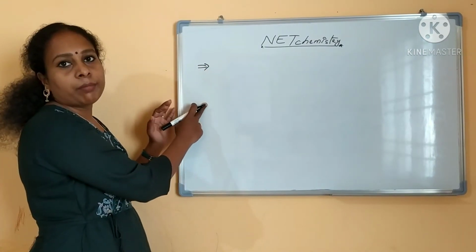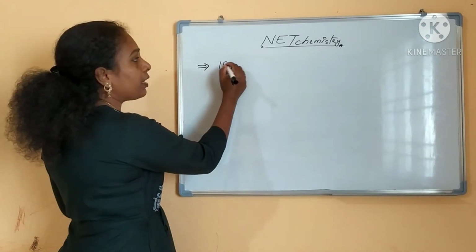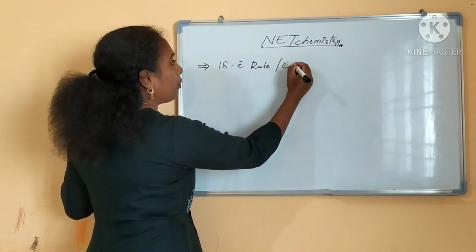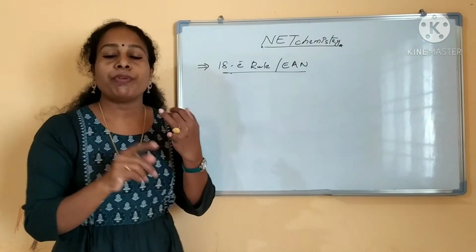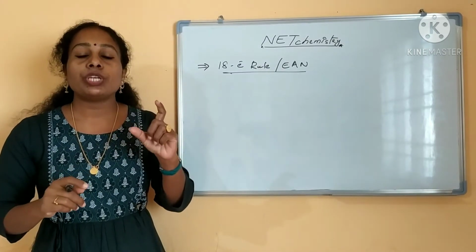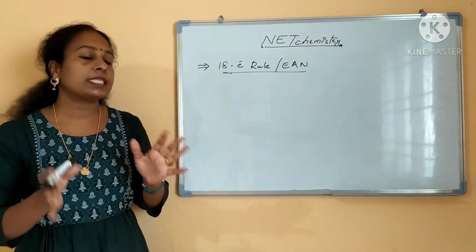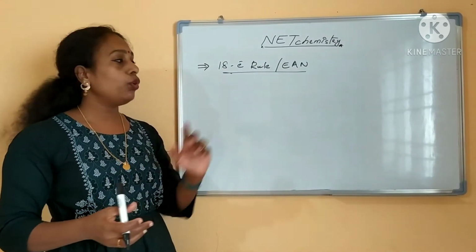Another important term related to organometallic compounds is the 18 electron rule. What is the 18 electron rule, or EAN rule? If a compound is forming between a metal and a pi acid ligand, the metal should have a valency of 18 electrons, and only then will that compound be stable. That is the 18 electron rule, or effective atomic number rule.